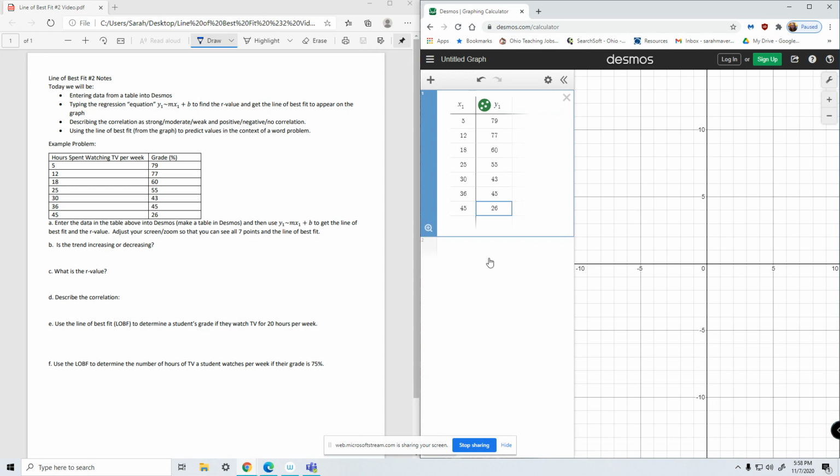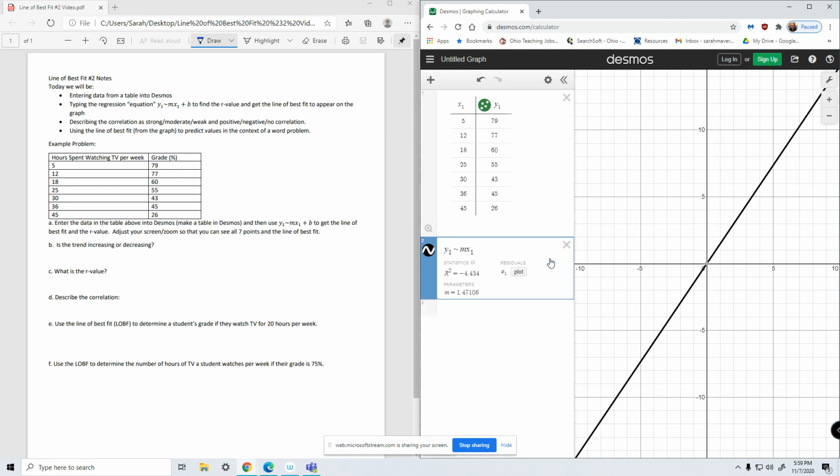Once you're comfortable with that, you're going to click in the space underneath the table and type in that regression equation. Y, the number 1, tilde or squiggle, which you have to hit your ABC button to get to, M, X1, plus sign, B. Once you do all of that, a lot of things pop up. The things that we are going to care about for now are just R, but we also want to actually see the points and the line that we got.